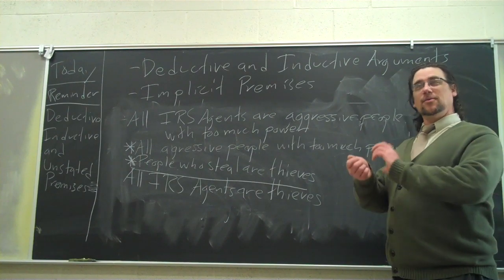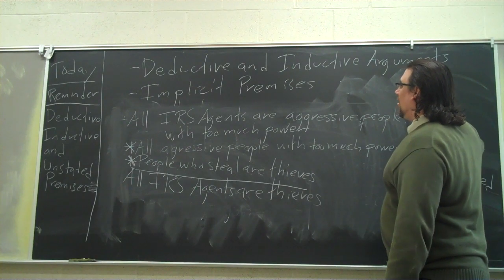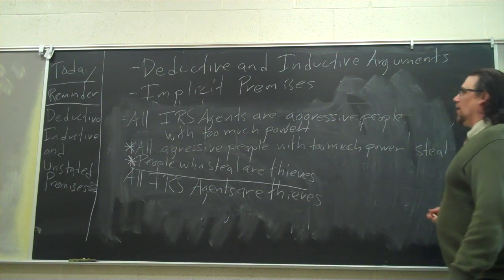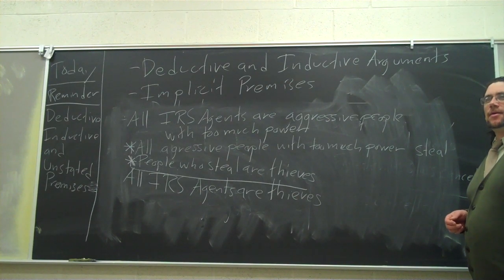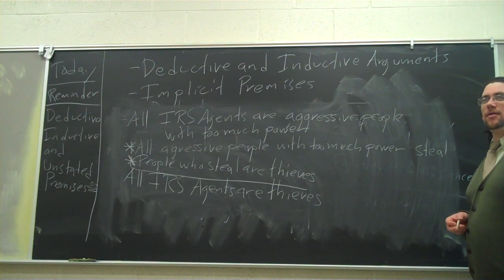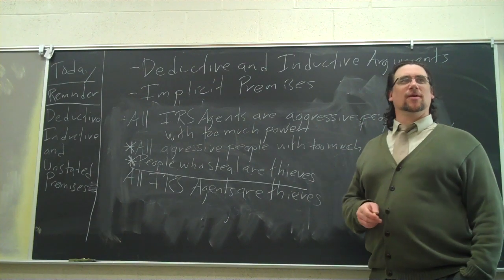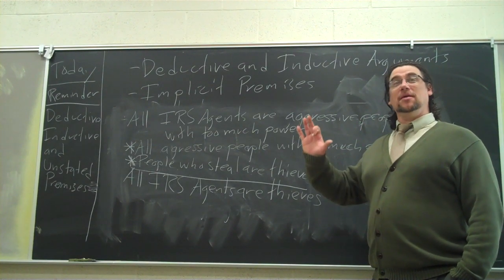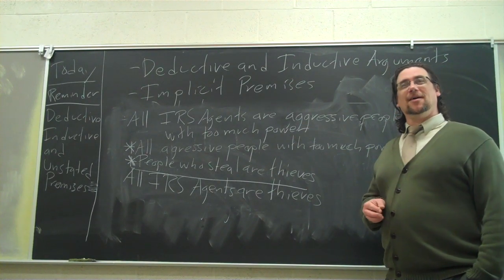If you get the dictionary out and you look up thief, I'm sure it's got stealing in there somewhere. This one: all IRS agents are aggressive people with too much power. The odds of that being true as an all or nothing statement, a universal statement, are probably pretty low. I'll bet you can find at least one IRS agent who is not aggressive and has too much power. I don't know any. Actually, my interactions with the IRS have not been pleasant on my part either.